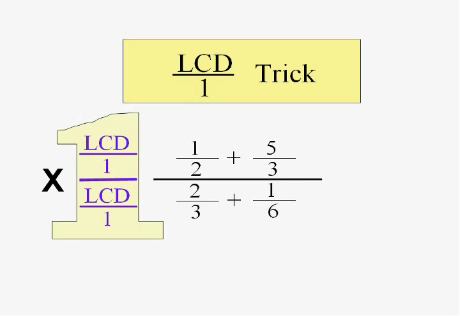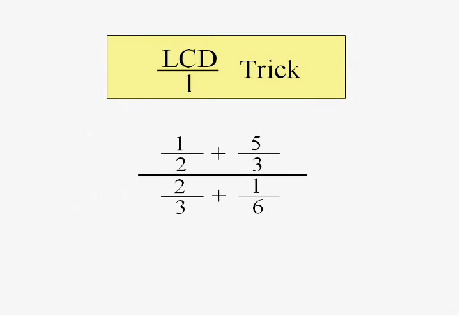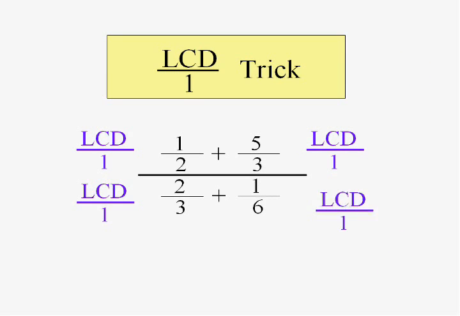Anything over itself. What a dumb thing to do. I bet you wouldn't have done anything like this. Wait a minute, I'll show you. I'm going to multiply everybody by the LCD over 1. Everybody in the top and everybody in the bottom. In effect, I'm multiplying the whole fraction by the number 1. Of course, I have to do it to everybody, or you're not multiplying by 1. Everybody in the top and everybody in the bottom.